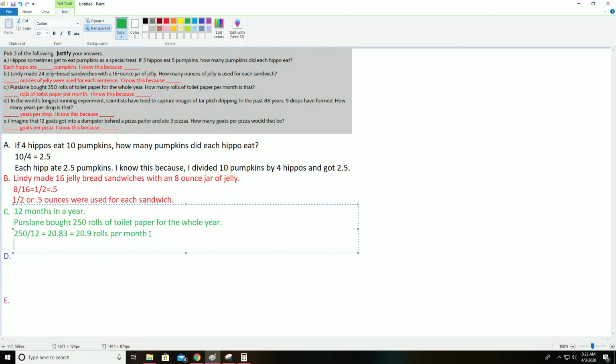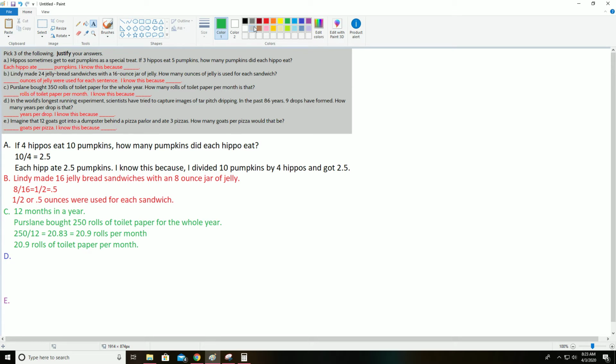So if I want to go down here to my sentence stem, I can use my sentence stem and say 20.9, and I'm looking at my sentence stem right here under C, 20.9 rolls of toilet paper per month. I know this because I divided how much toilet paper we had by how many months are in a year, and that told me how many rolls would be used per month. That's how you could explain that.